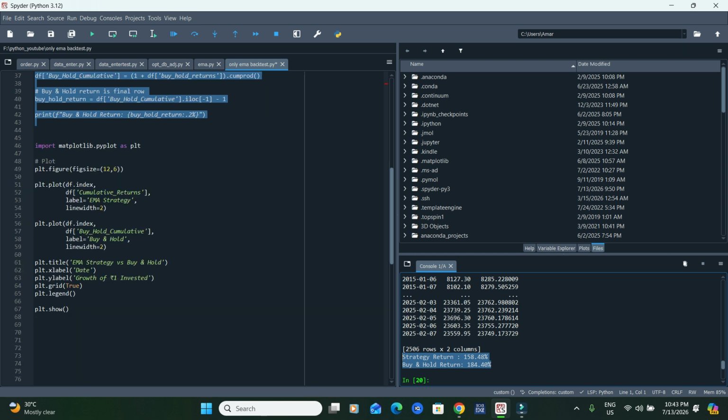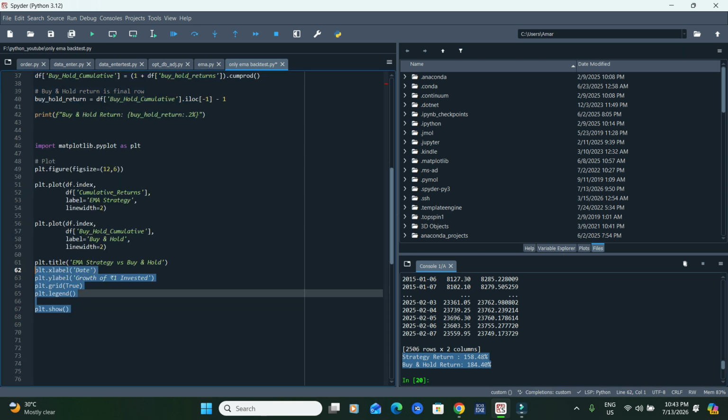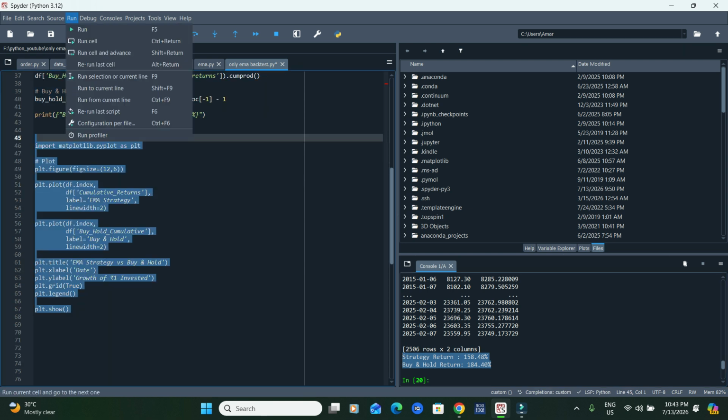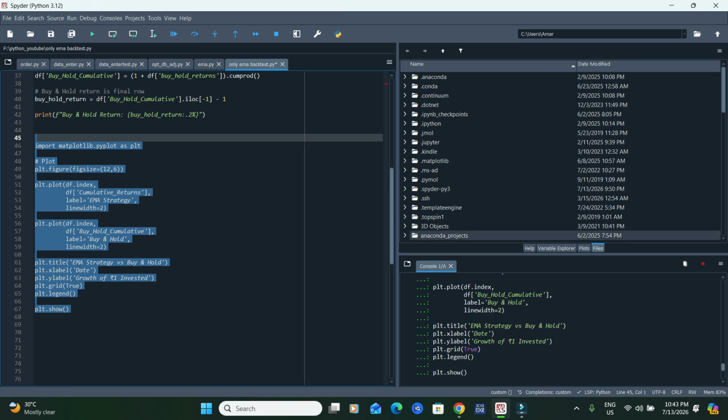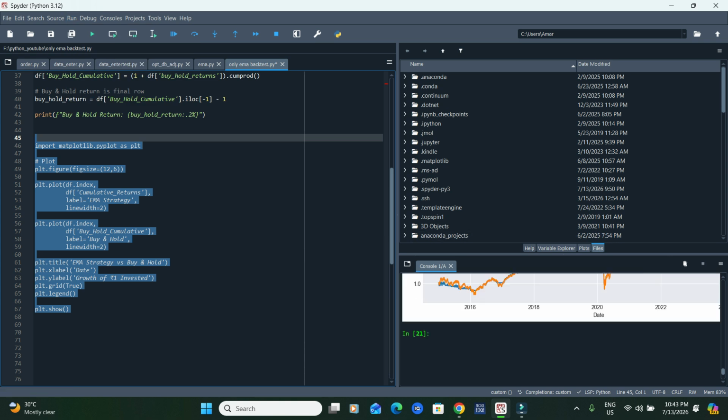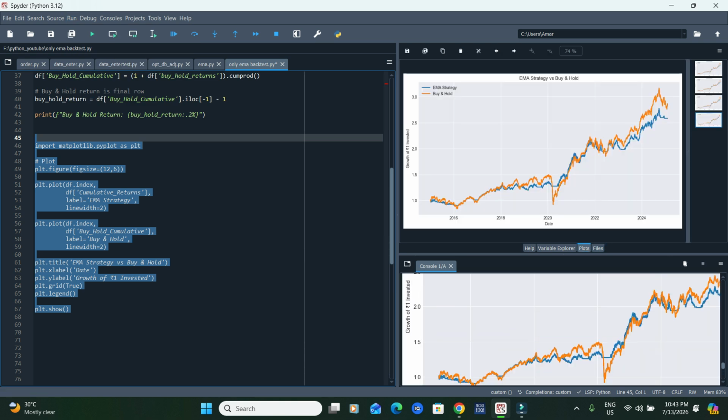So next we have to plot these two parameters, or you can say columns. See this one, you can see the plot here. The blue line is the EMA strategy. So you can see it is very close, very close.